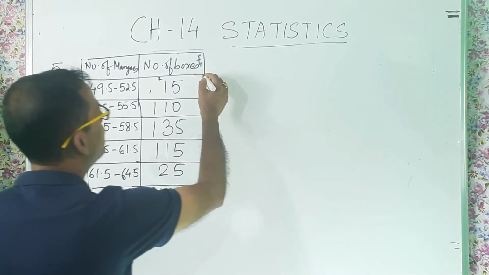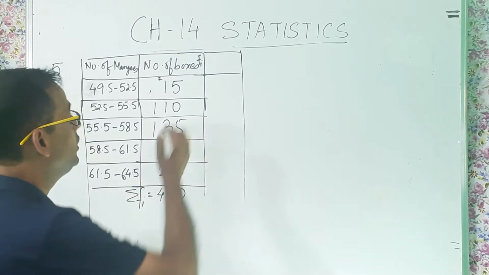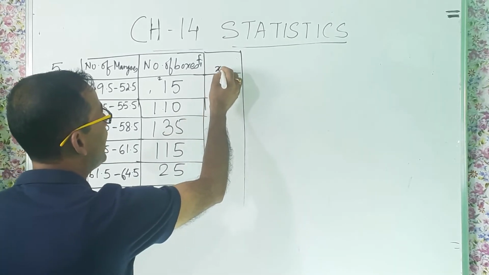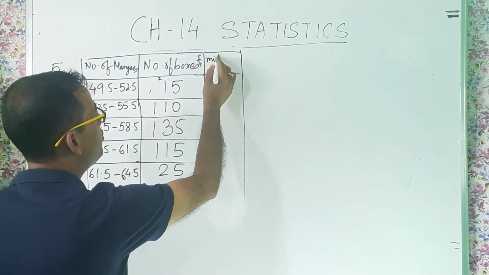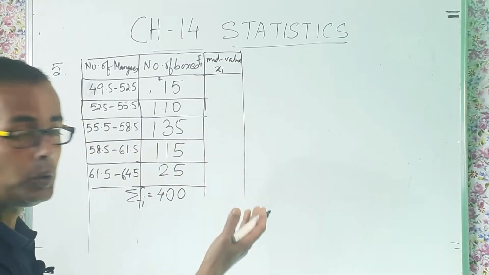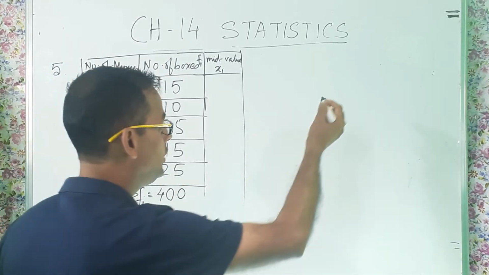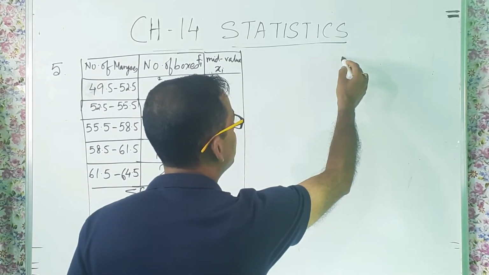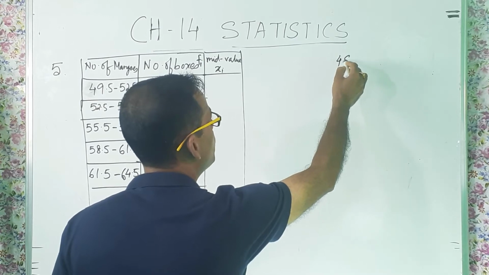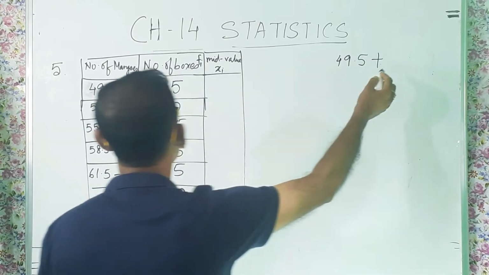Now, the third column is what? As we are doing in the direct method, third column will be xi, that is mid value. So how to find out mid value? Again we have to do rough. Those who can do orally, very good. Those who cannot will do rough. So let us write first one lower. Lower is what? 49.5. Then plus upper is what?